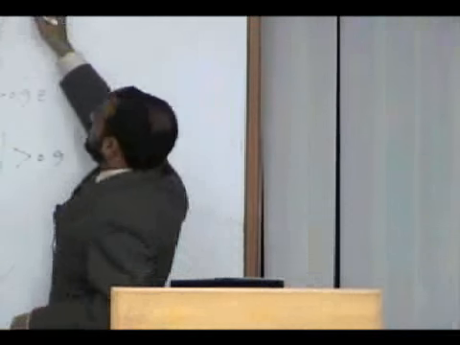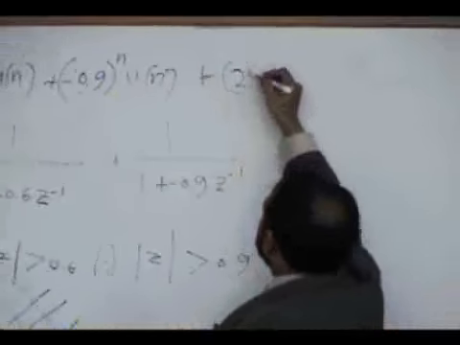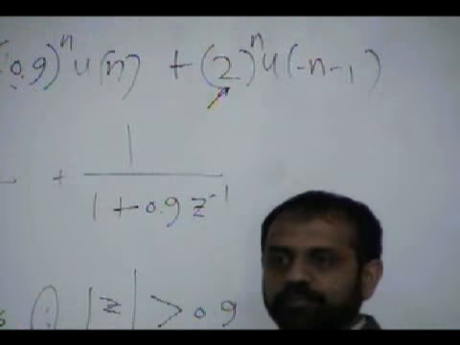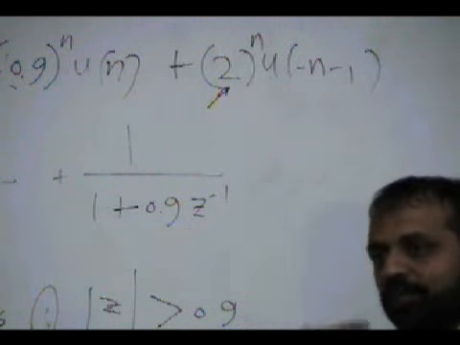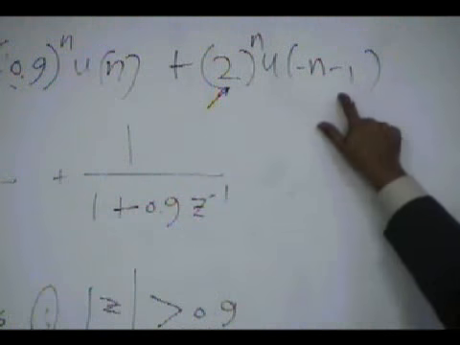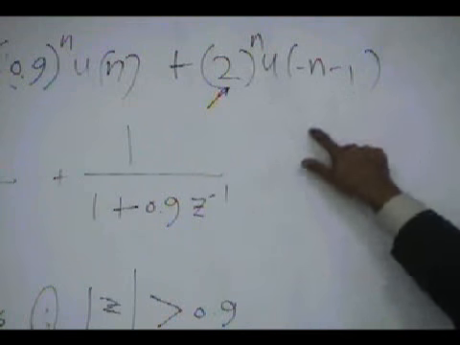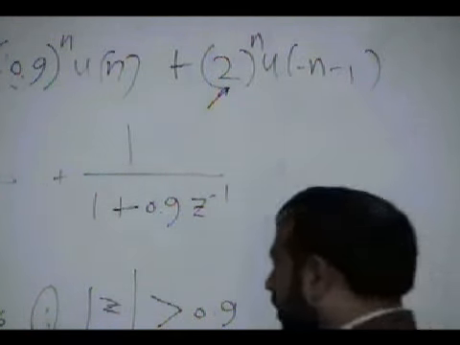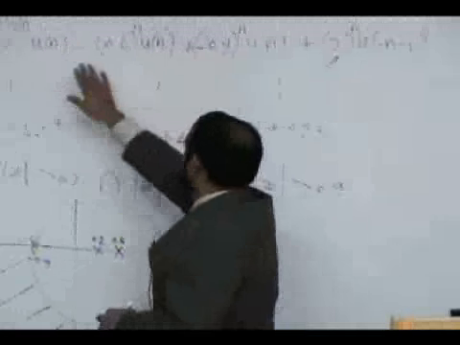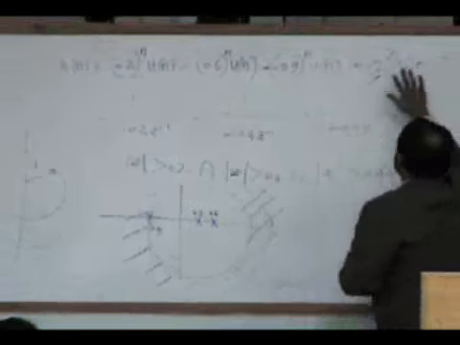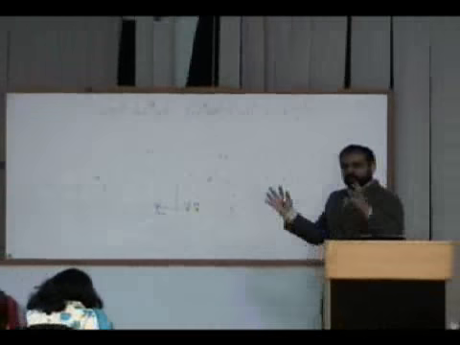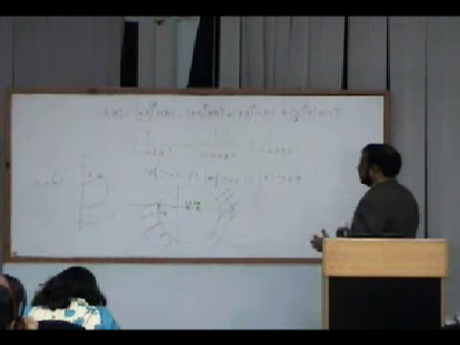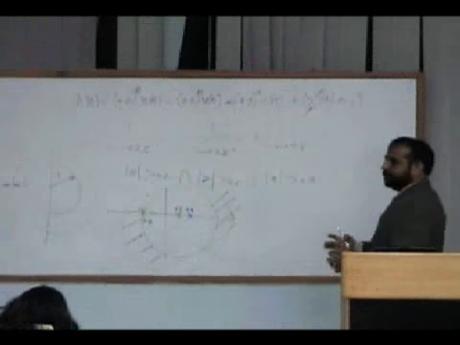So I can put as many as I want, plus 2 raised to the power n u of minus n minus 1, provided the pole is outside the unit circle. This tells me this is a left hand side sequence. So it's an easy check: plot all the poles; the right hand side sequence poles inside the unit circle, the left hand side sequence poles outside the unit circle, and what will be the intersection?